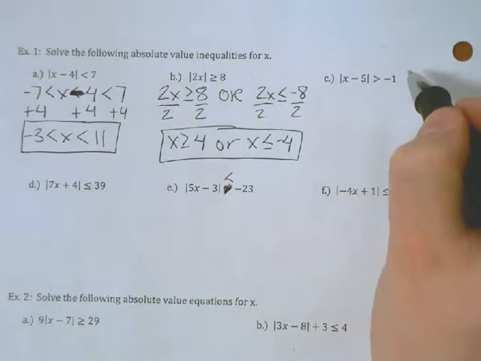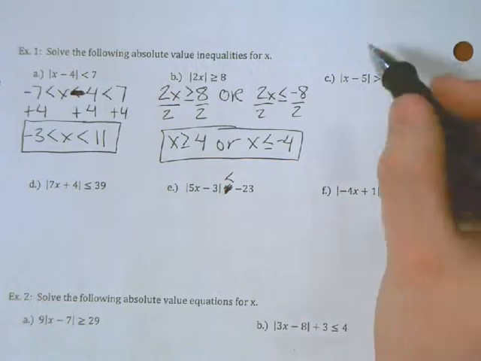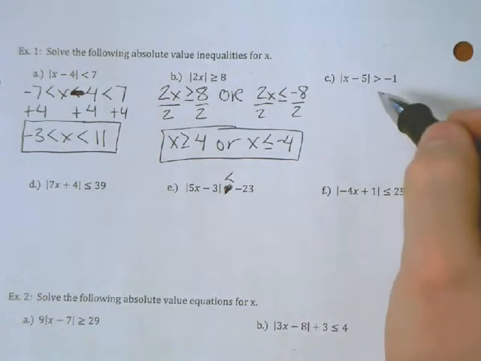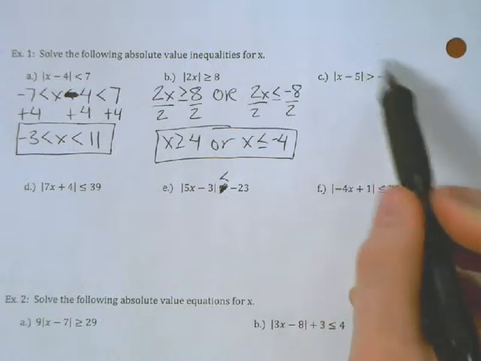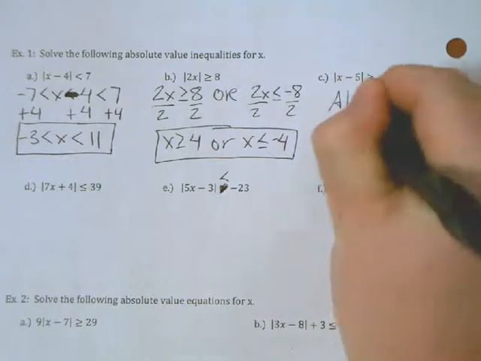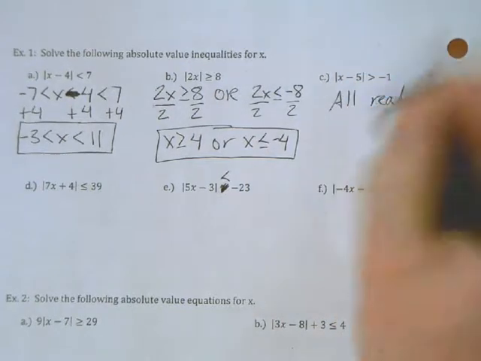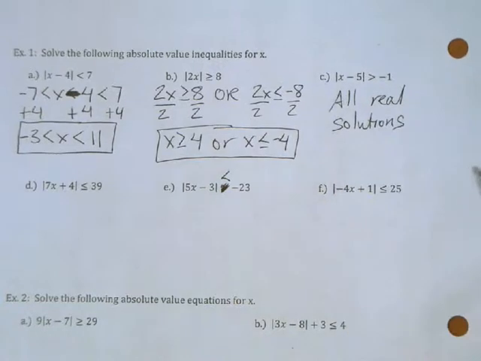Is that always true? Yeah. Positive numbers are always greater than negative numbers. 0 is always greater than negative numbers. So anytime you have absolute value is greater than a negative number, you have all real solutions. Okay.